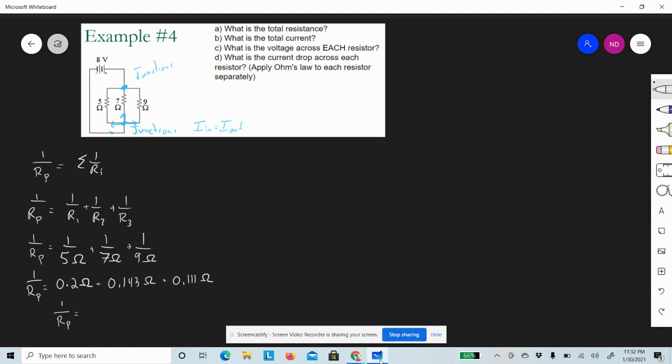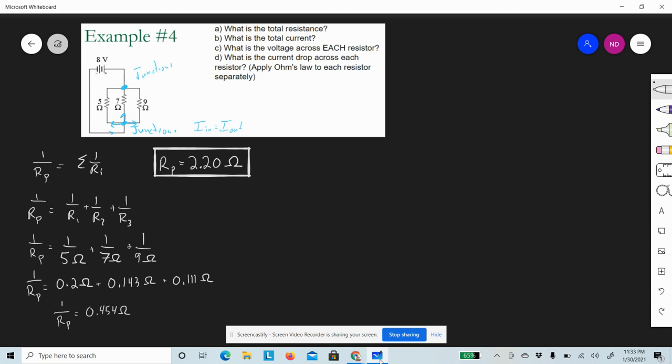That will leave us with 1 over Rp equal to, add those up, 0.2 plus 0.143 plus 0.111. We get 0.454 ohms. Do a little arithmetic. The reciprocal of that, Rp, there's a button on the calculator for reciprocal, x to the minus 1, equals 2.20 ohms. The symbol for ohms is the Greek letter omega, right? So there's how you come up with the answer for number A.